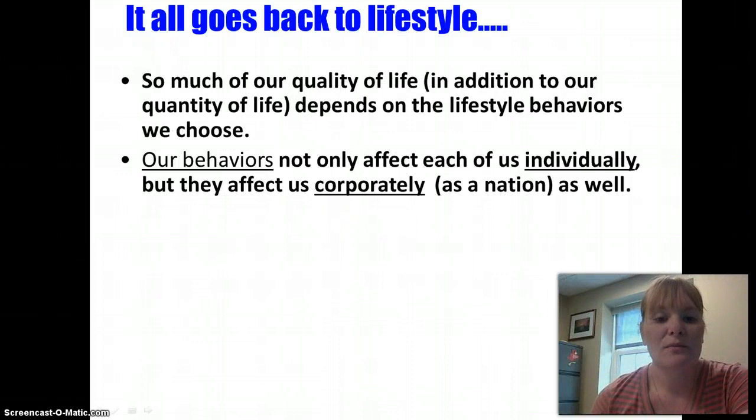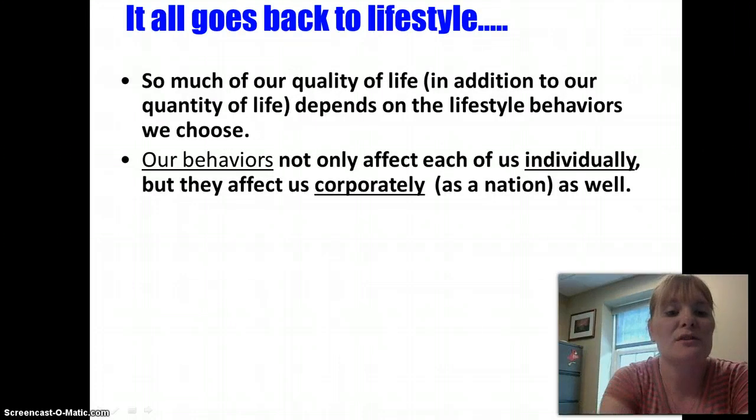So everything goes back to lifestyle. So much of our quality of life, in addition to our quantity of life, depends on the lifestyle behaviors we choose. Our behaviors not only affect each of us individually, but they affect us cooperatively as a nation as well.